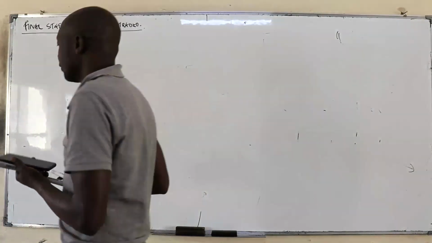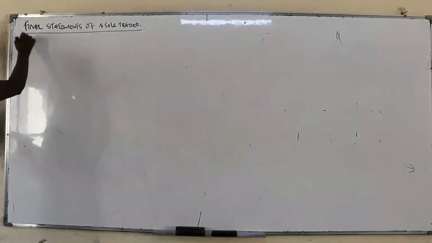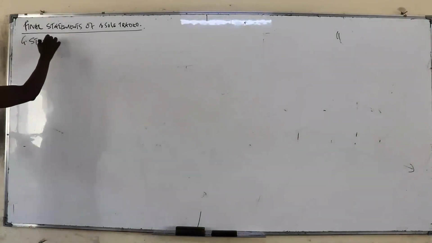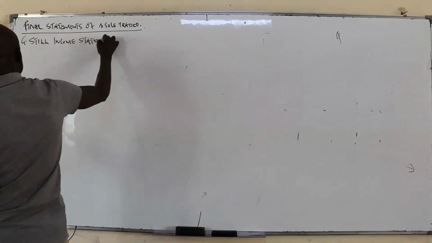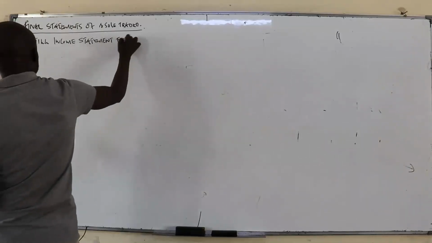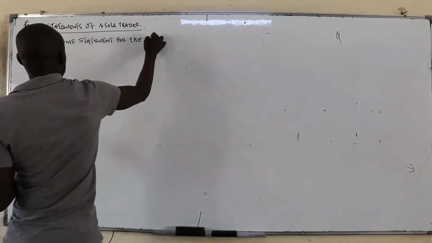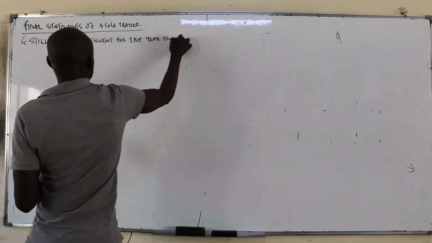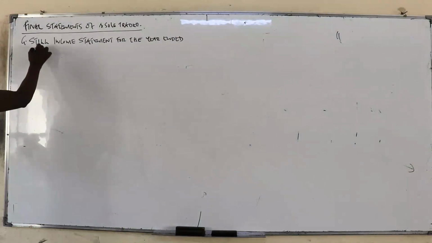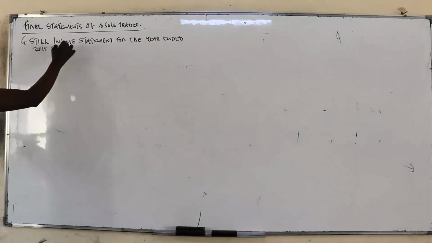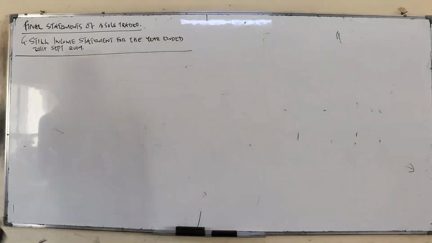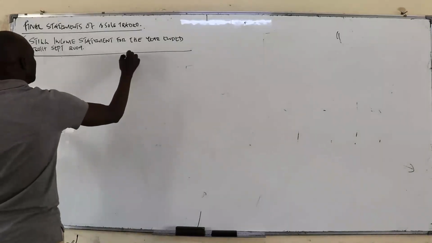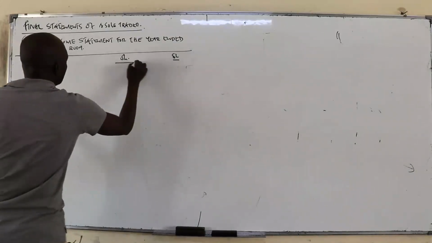So you write the name of the person, G Steel. Income statement for the year ended 30th September 2009, and then you underline. So here you have two columns. We have shillings, and here you have shillings. So this is how you prepare.